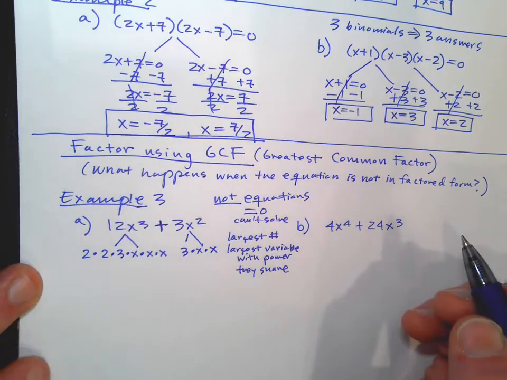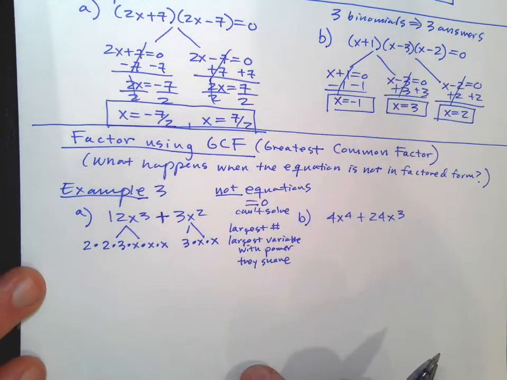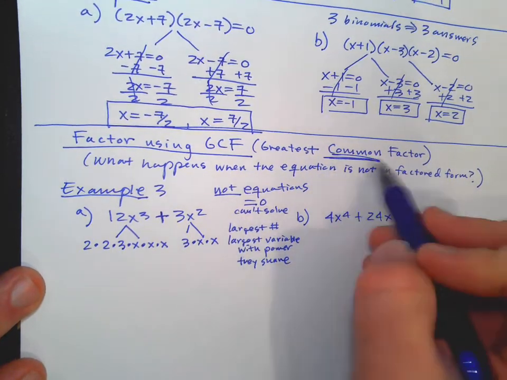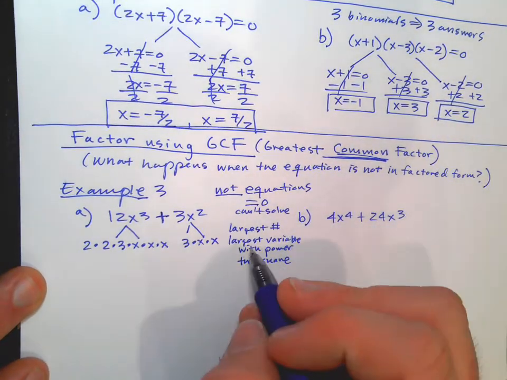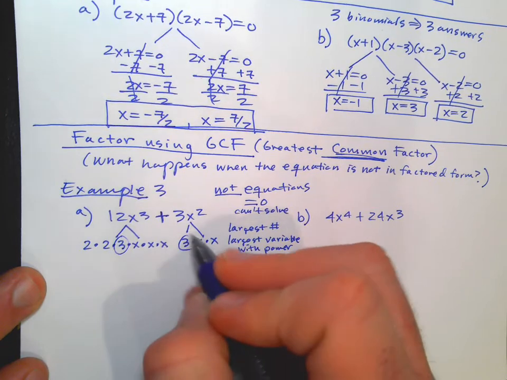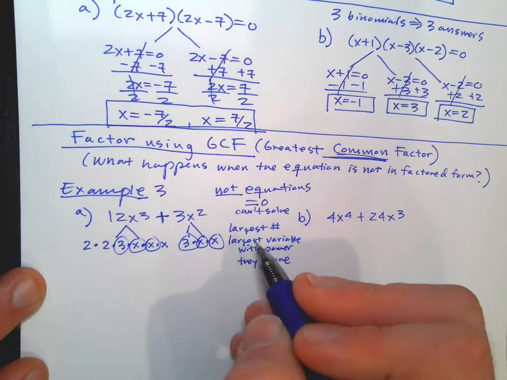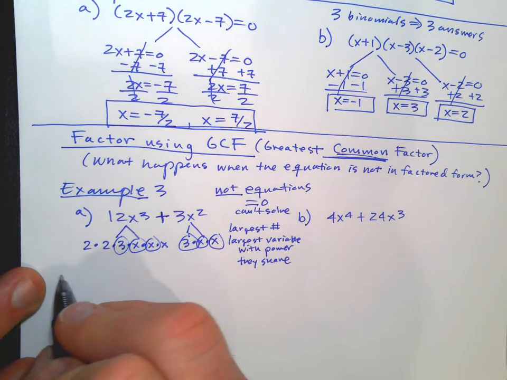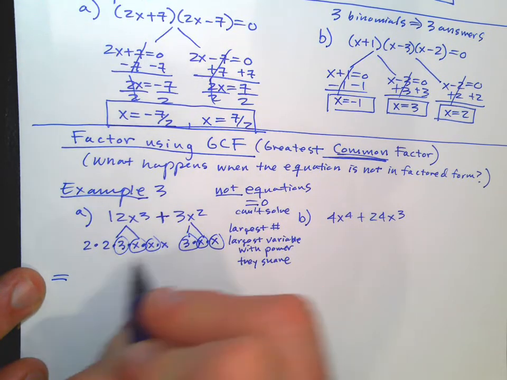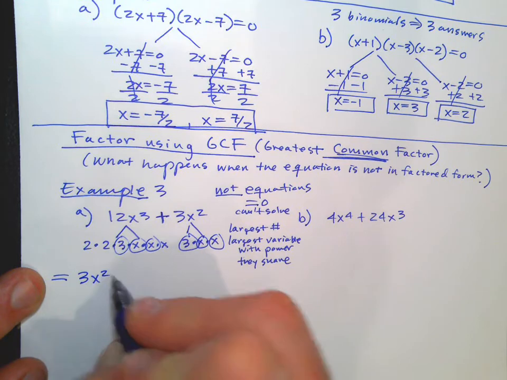That's prime factorization. We want to get what's common, what they share. Well, they both have a 3, right? They both have an x. They both have another x. That's what they share. That's the greatest common factor. So if we multiply back together, it's 3x squared, and we put it out in front.